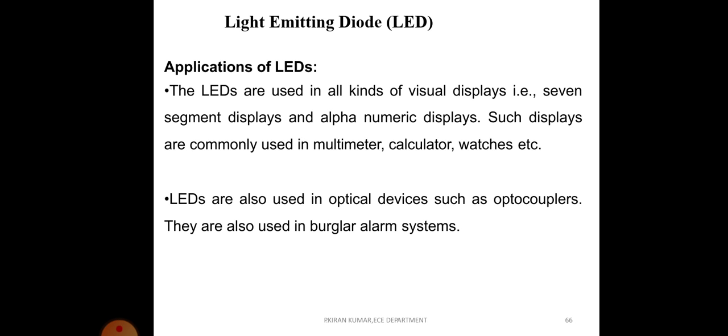Applications of LED: LEDs are used in all kinds of visible displays, that is 7 segment displays and alphanumerical displays. Such displays are commonly used in multimeters, calculators, watches, etc. LEDs are also used in optical devices such as optocouplers. They are also used in burglar alarm systems. So this is the LED's advantages, disadvantages, working principle, and applications.